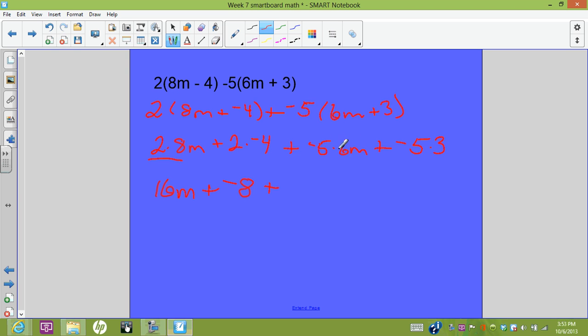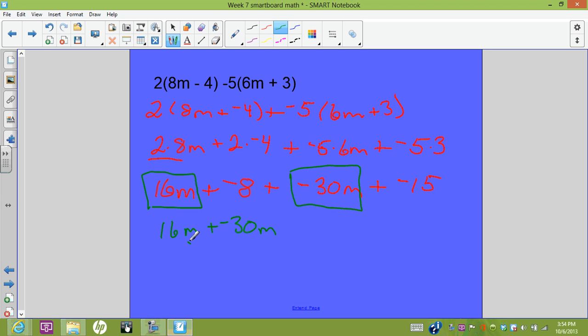Negative 5 times 6, that's a negative times a positive, so I'm going to have a negative. 5 times 6 is 30, and then I have my m. Plus, last little bit, negative 5 times 5 is going to give me negative 15. Now, I'm not done yet because I can combine like terms. I have a term here that has a variable of m. A like term is going to be this one over here, negative 30m. So I need to do 16m plus negative 30m. Don't forget your rules of integers and your rules of simplifying.